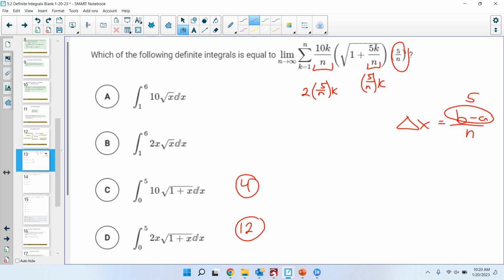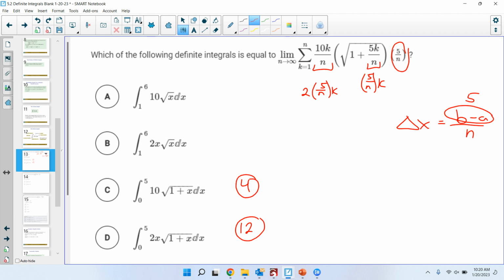Well, wait a minute. I thought k was going to infinity, right? N was going to infinity. K was 1 to infinity. What did those 5 over n's times k turn into if there's infinitely many rectangles? Turn into x's, don't they? Right? Can you see it now?